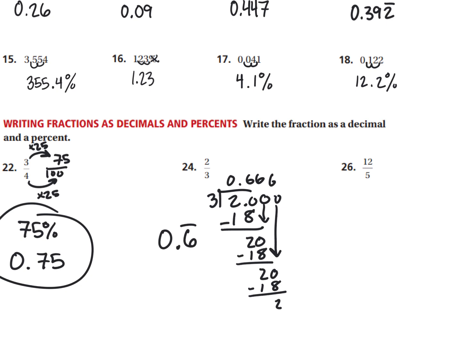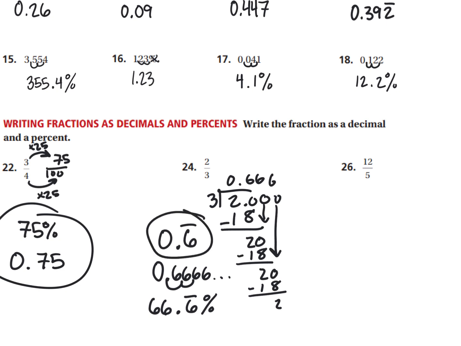However, now I need to change that to a percent. Repeating decimals, changing to percents are always difficult, right? We have to think about this decimal being something like this. Move my decimal twice to the right. Before the decimal point is 66. Afterwards is still 6 repeating, right? It doesn't stop. And now I can throw my percent sign in there. All right, so here's my decimal. Here's my percent.